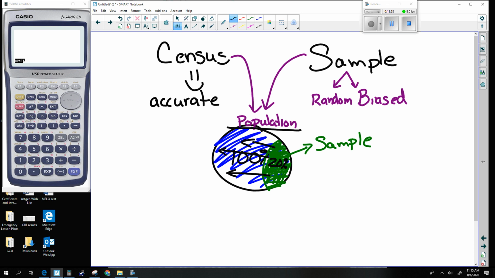So census is obviously the most accurate. What percentage of people are left-handed? You will get an exact answer. It'll say 13.7246%.